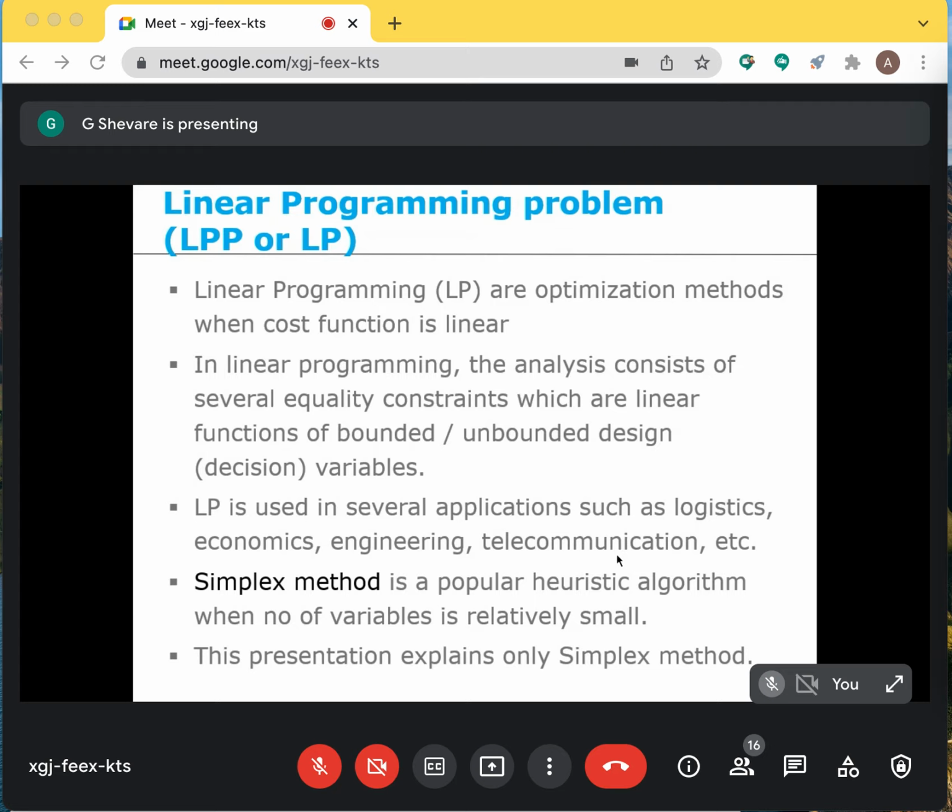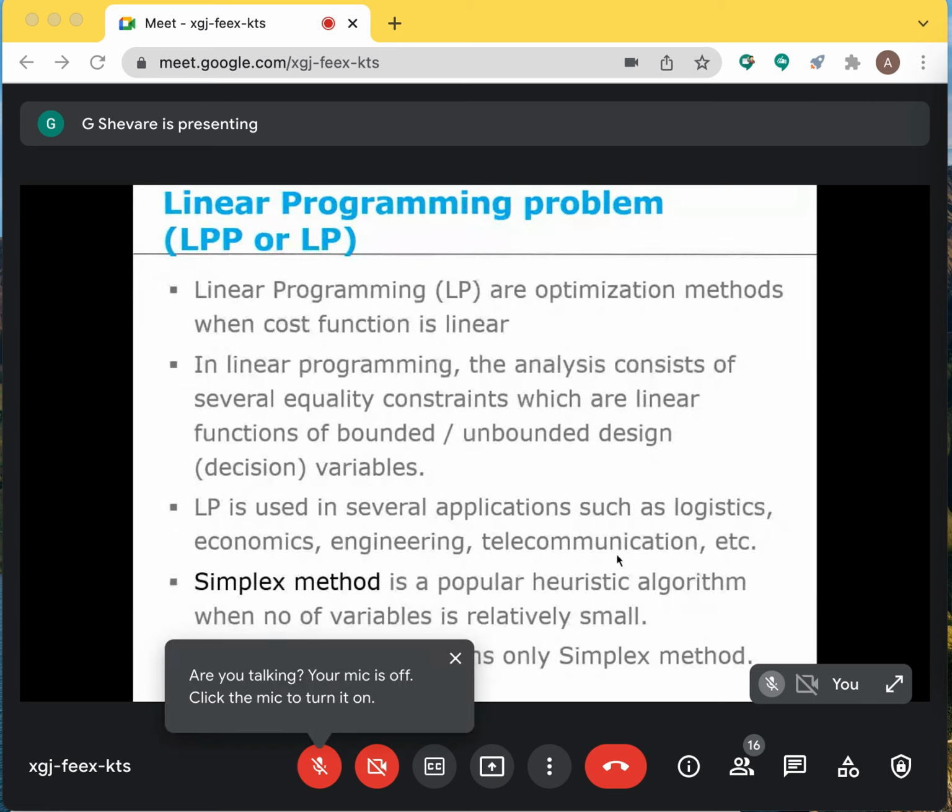So linear programming is used in several applications such as logistics, economics, engineering, telecommunication, etc. And to solve the linear programming problem, we use a method called the simplex method, which is a popular but heuristic algorithm. There is no mathematical basis for it, but some heuristic arguments are given, and then you arrive at what is called an optimal solution.